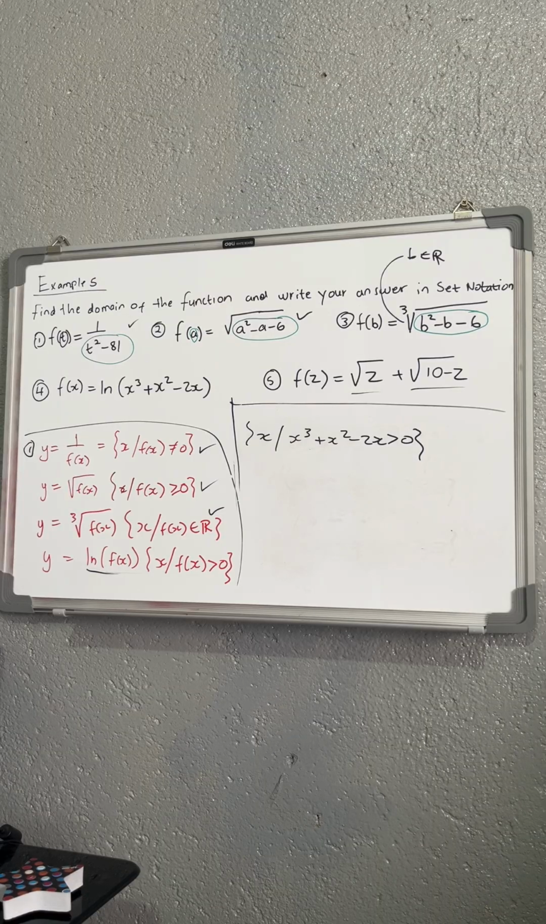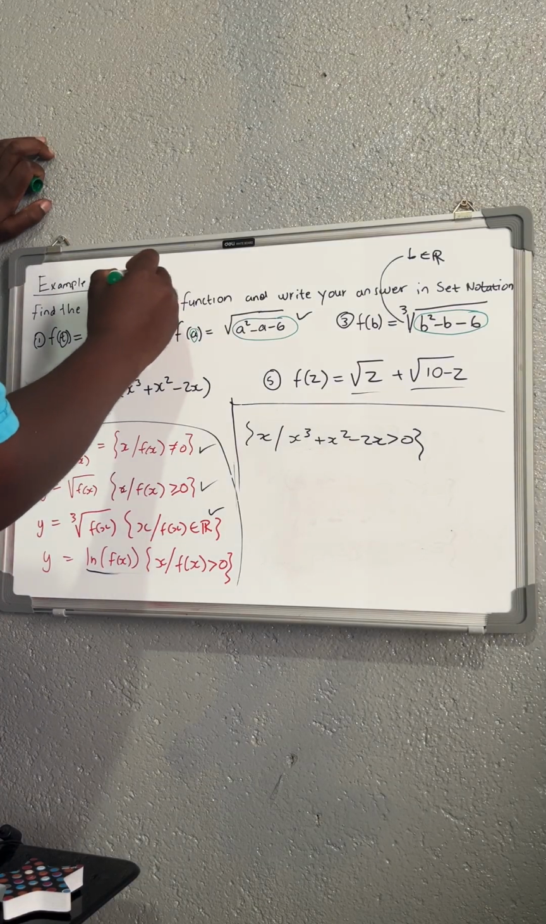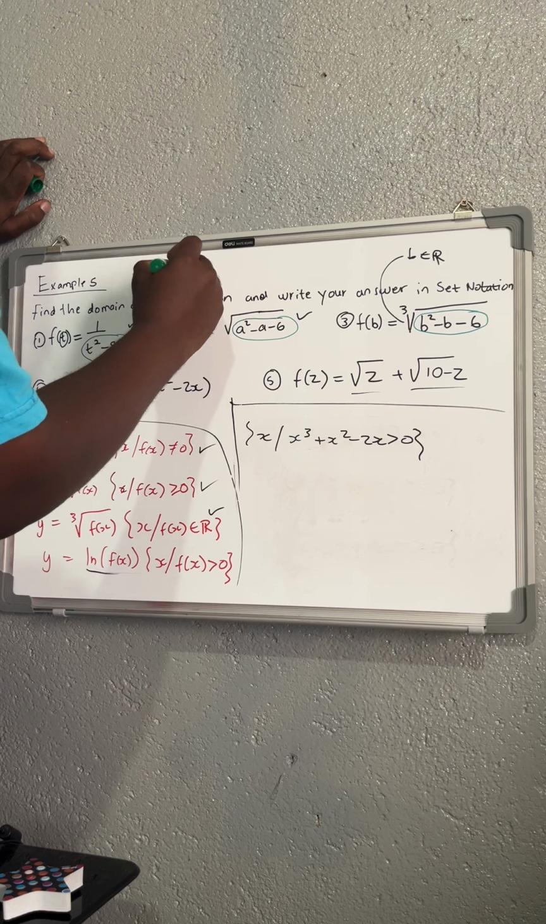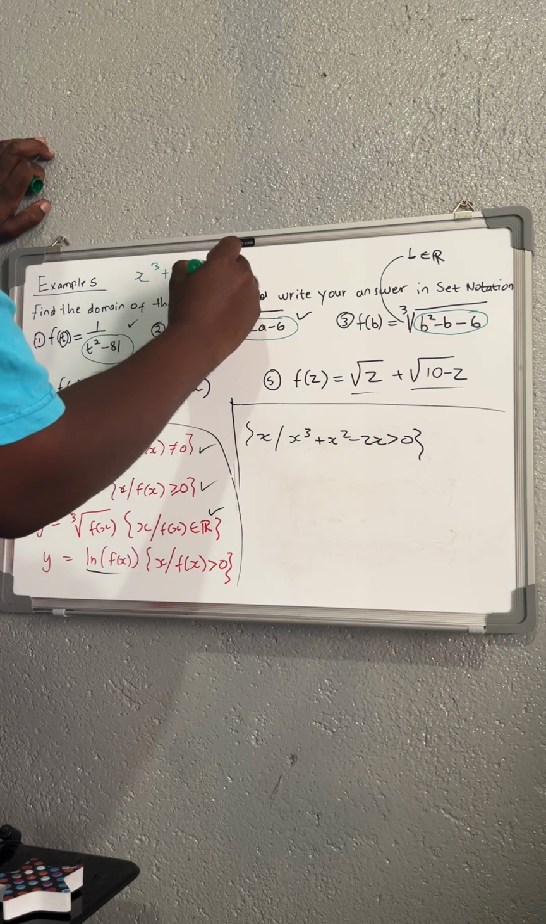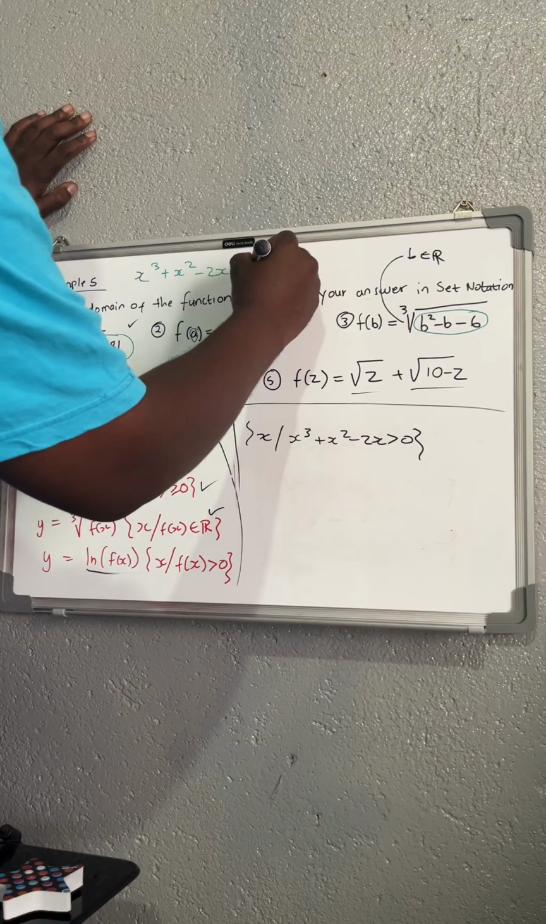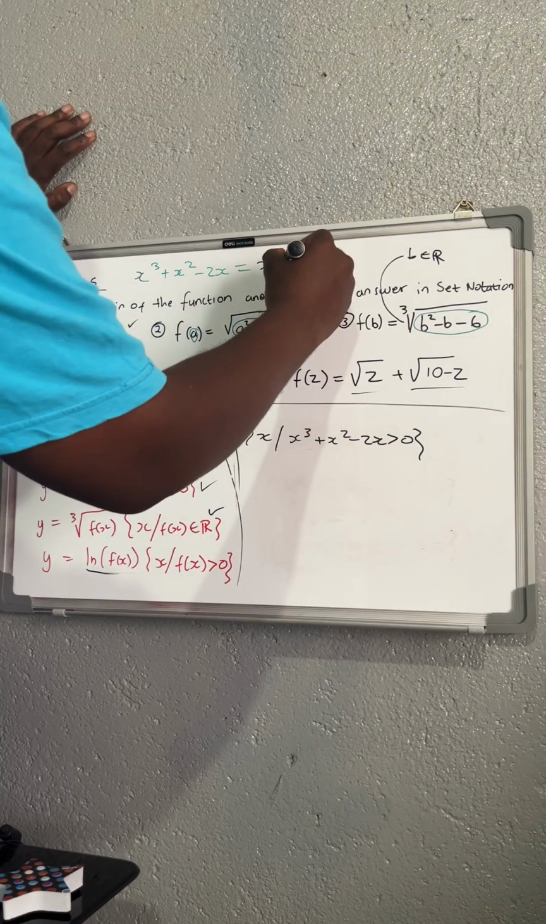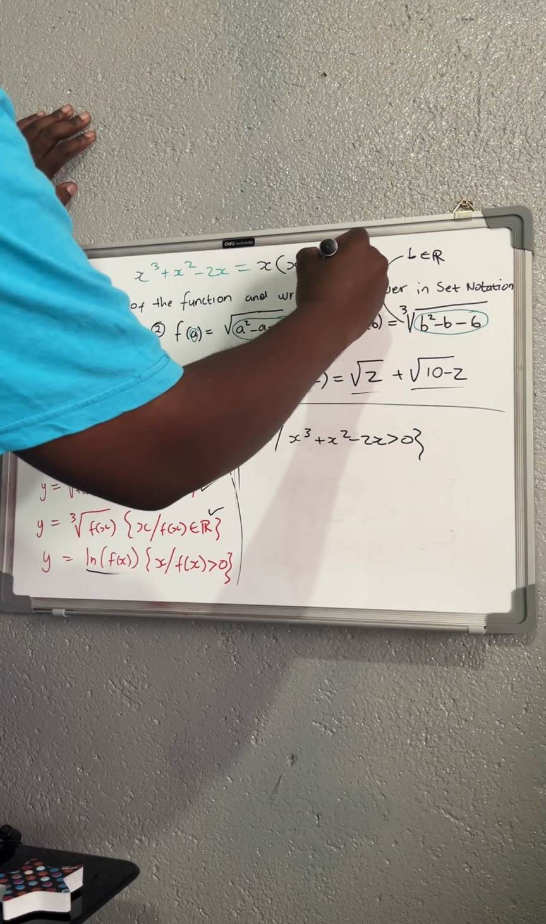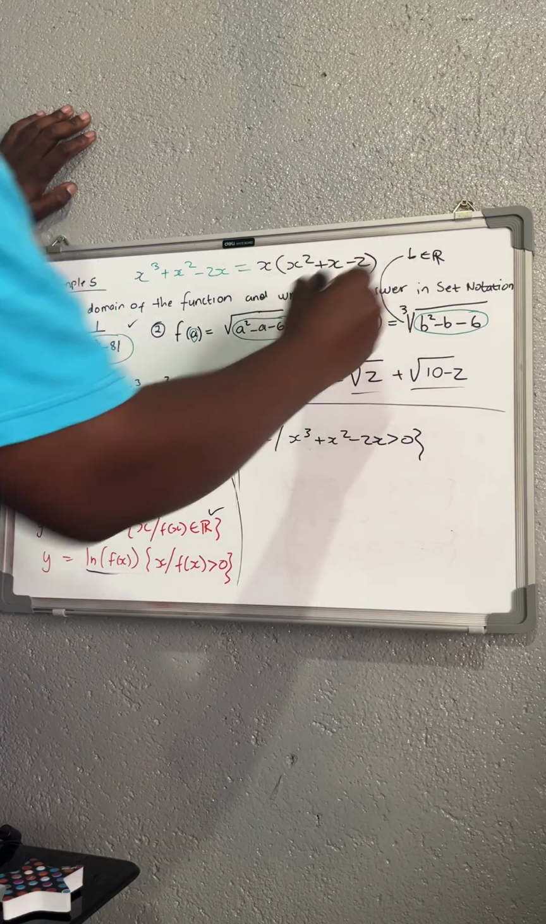Then if you look at this one, what do we have here? We have x cubed plus x squared minus 2x. This could be written in which form? This could be written like this. You can take out your x as a common factor. You will say you have x into x squared plus x minus 2.